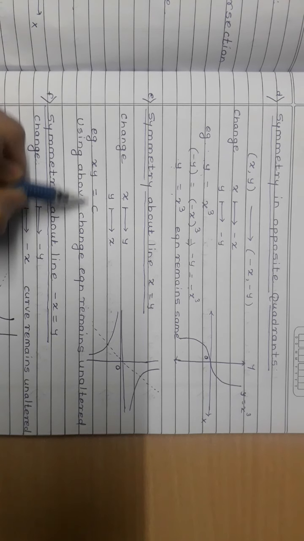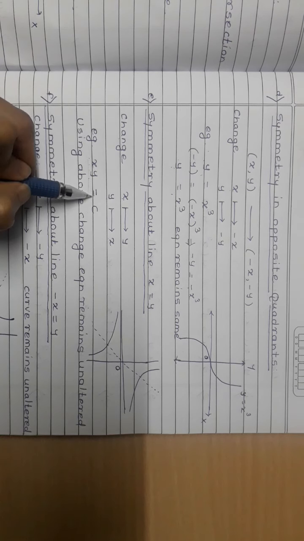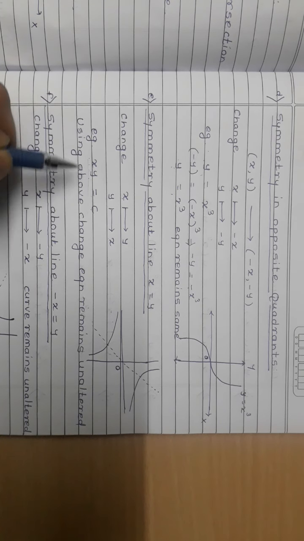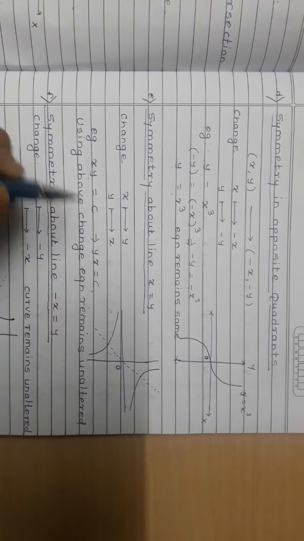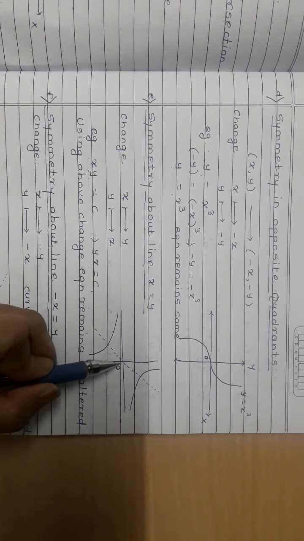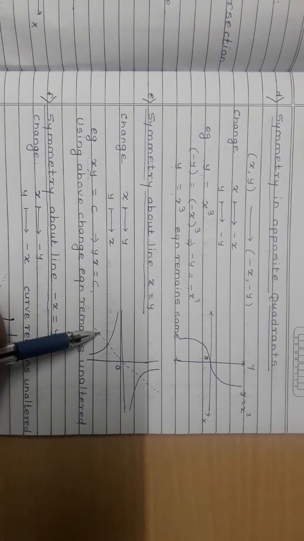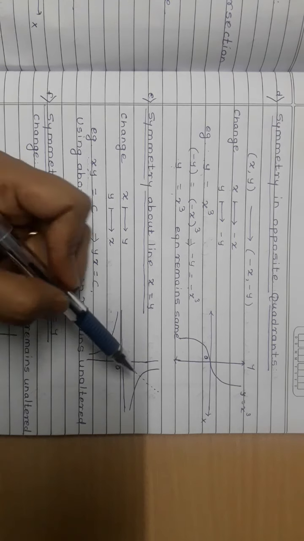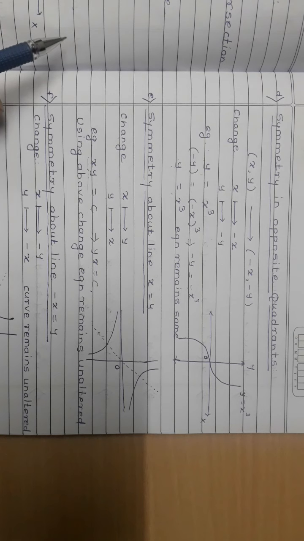Now note the example here. If I consider xy is equal to c line, so in this case if I replace x by y and y by x, still I am getting yx is equal to c line, which is nothing but this line only. So equation is remaining unaltered, so in this case it is symmetric about this line, right? Symmetric about this line meaning the same part is appearing on both the sides, correct?